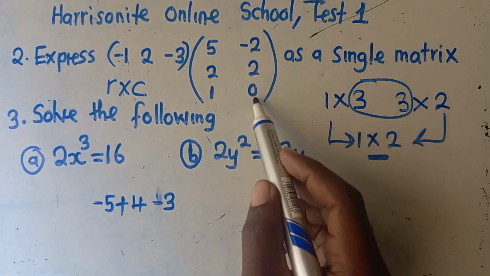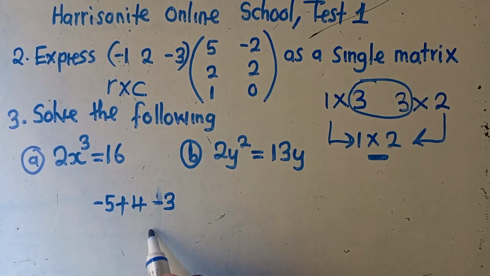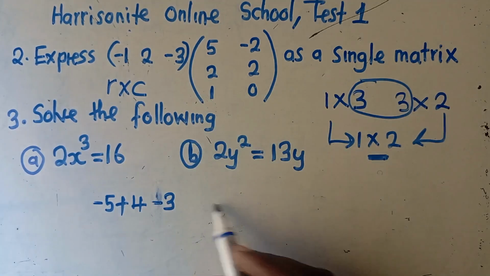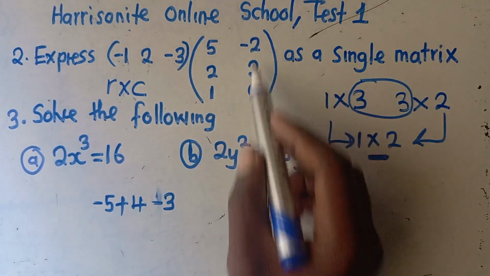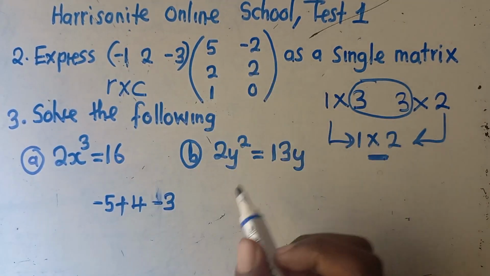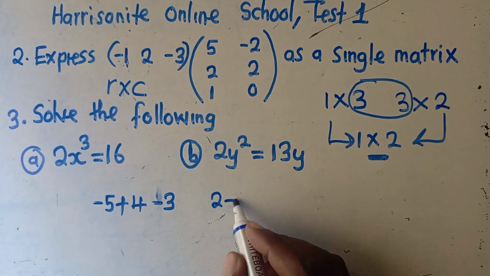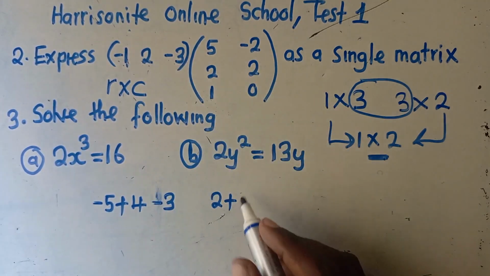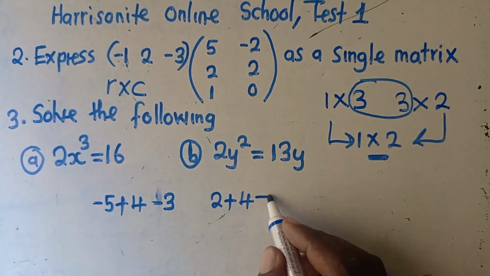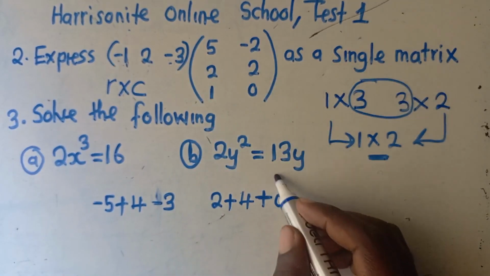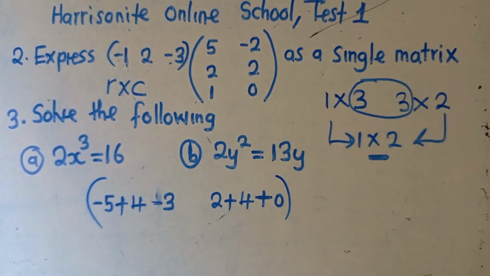I now go to this one. I can't write down here because there is no row down there, so I just continue from here. The same row multiplied with that column. So I say negative 1 times negative 2, that is 2, plus 2 times 2, that is 4, plus negative 3 times 0, that is 0. So this is the matrix that we are having.